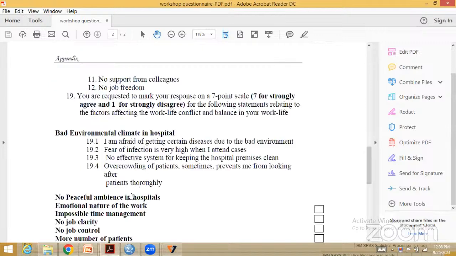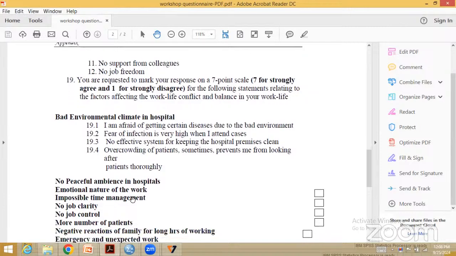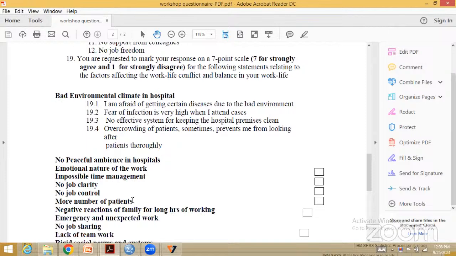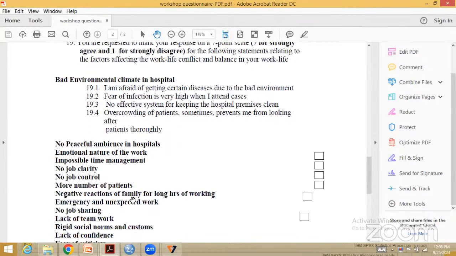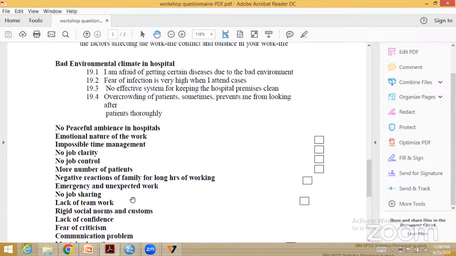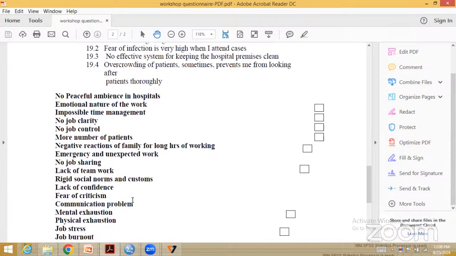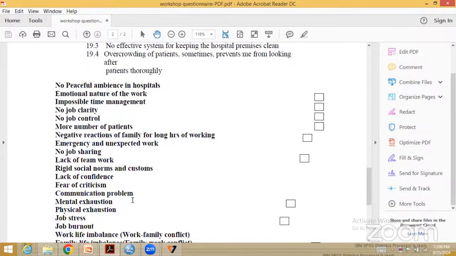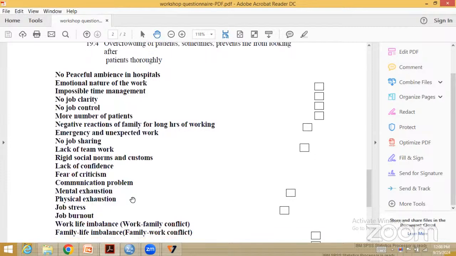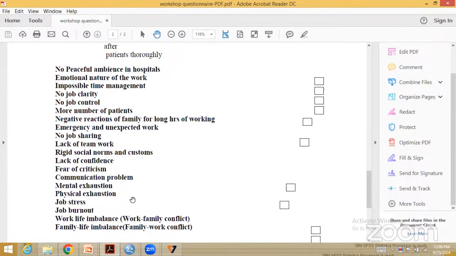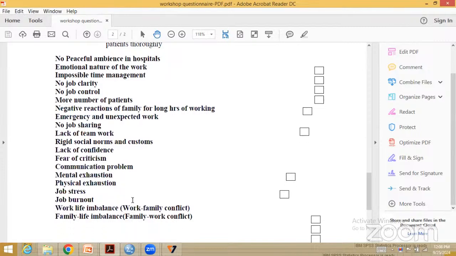See, no peaceful ambience in hospital, interval scale variable, emotional nature of work, impossible time management, no job clarity, no job control, more number of patients, negative reactions of family for long hours of working, emergency and unexpected work, no job sharing, lack of teamwork, rigid social norms and customs, lack of confidence, fear of criticism, communication problem, mental exhaustion, physical exhaustion. These are the variables or factors which affect job stress.